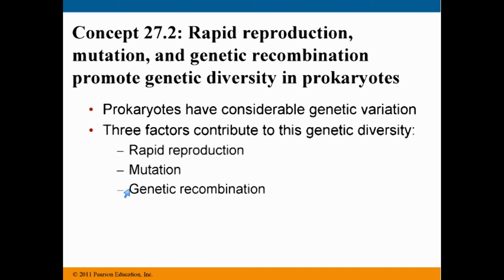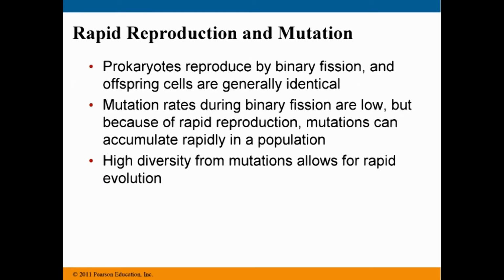Okay, so you guys know what the rapid reproduction is. You know about mutations already. We've been talking about that as the semester has gone along. Genetic recombinations we've mentioned in lab, but we haven't touched on yet. So rapid reproduction and mutation. So remember, binary fission is how prokaryotes reproduce. This is a type of asexual reproduction, so the offspring cells are identical.